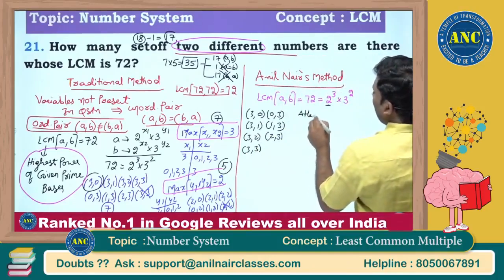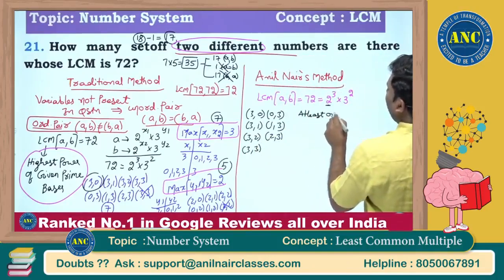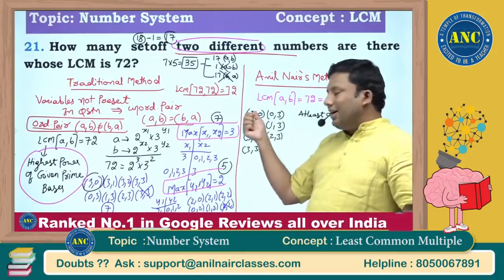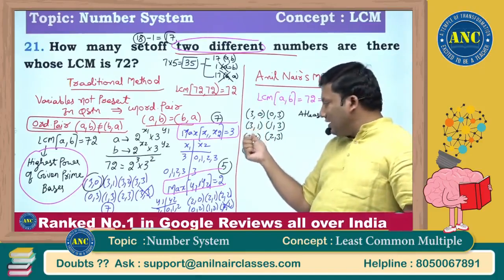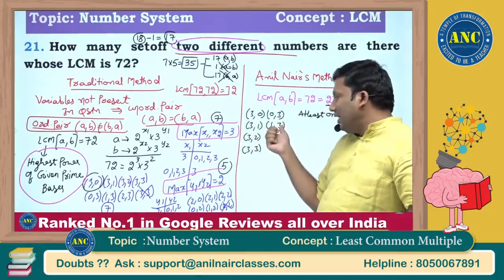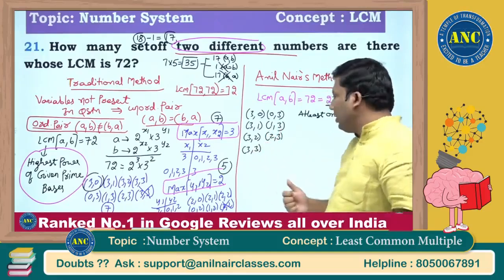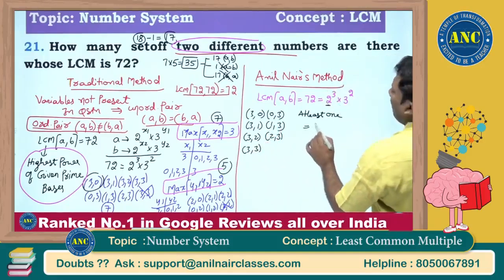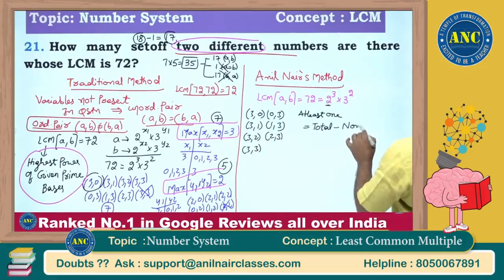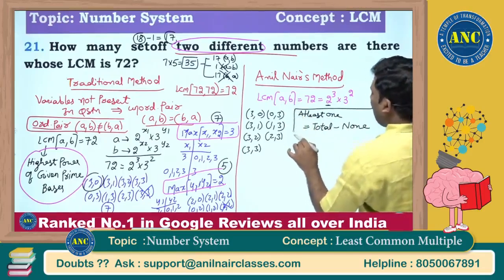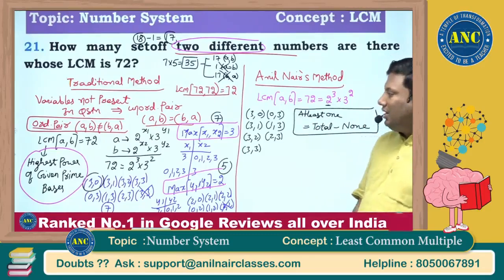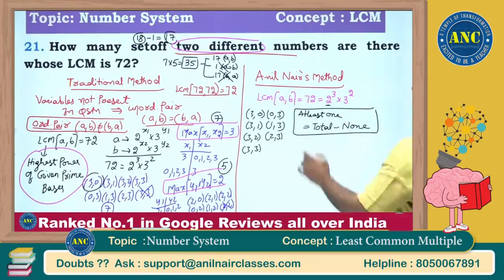Can I say at least one? At least one means in the pair, at least one of them contains 3. (3, 0) contains 3. (3, 1) contains 3. (3, 2) contains 3. (0, 3) contains 3. At least one is nothing but total minus none. Listen carefully. If you understand this negation approach, the answer will be in a single step.